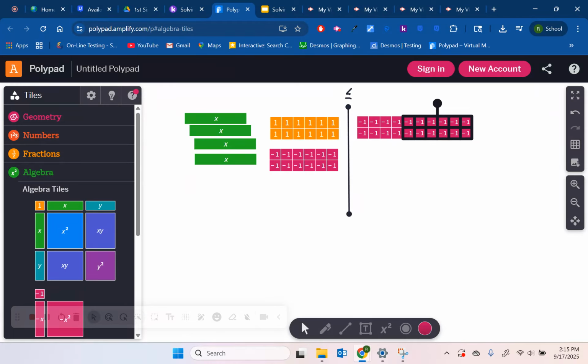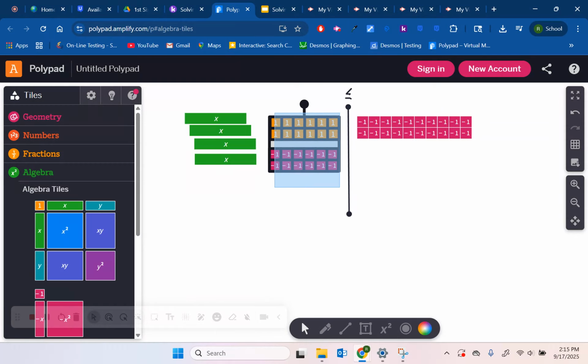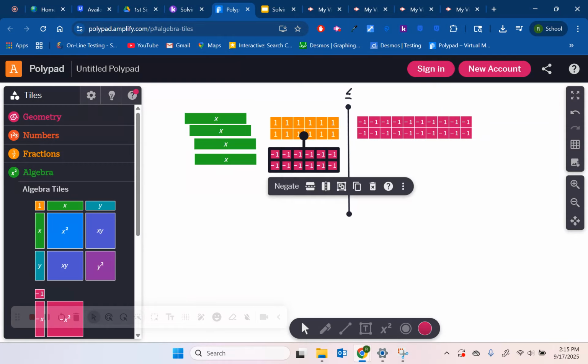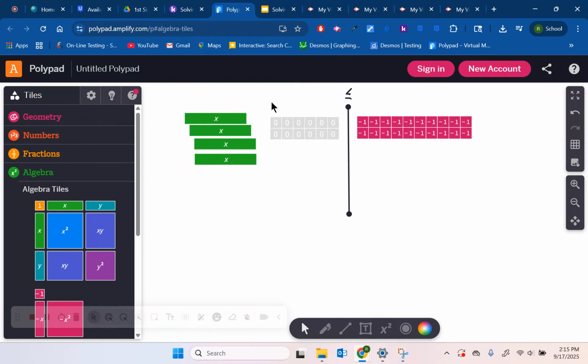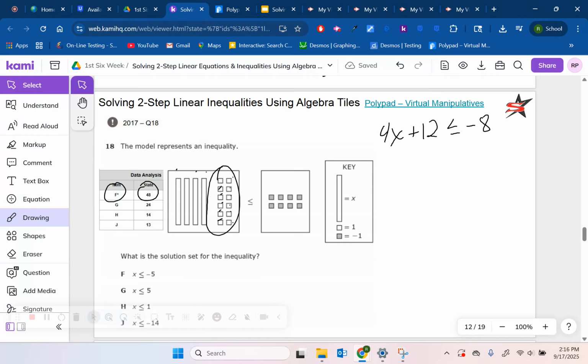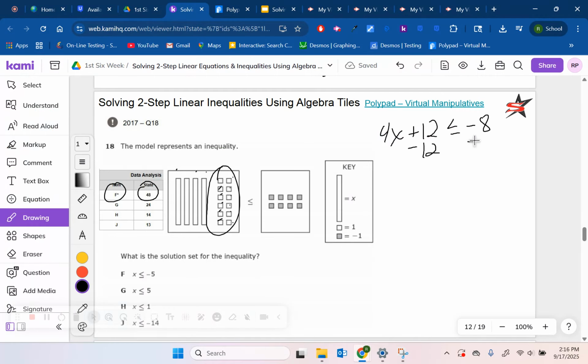what do I got on this side? Well, for sure all this is going to cancel. Bam, it's gone. Right, 0 pairs. 4x is something. Let's see here. Minus 12. Minus 12. 4x is less than or equal to negative 20. Is that what I got over here?